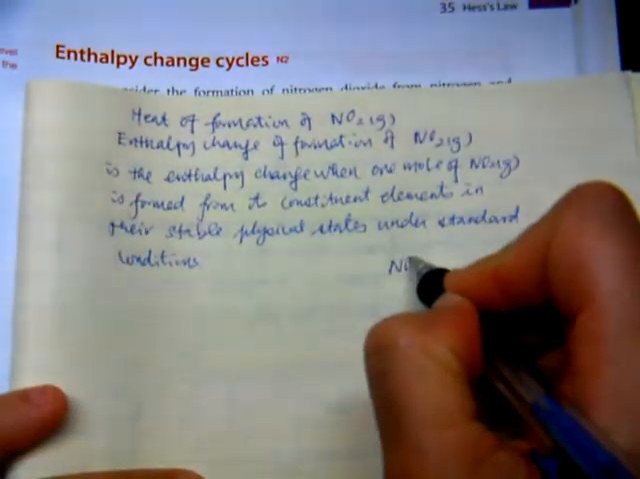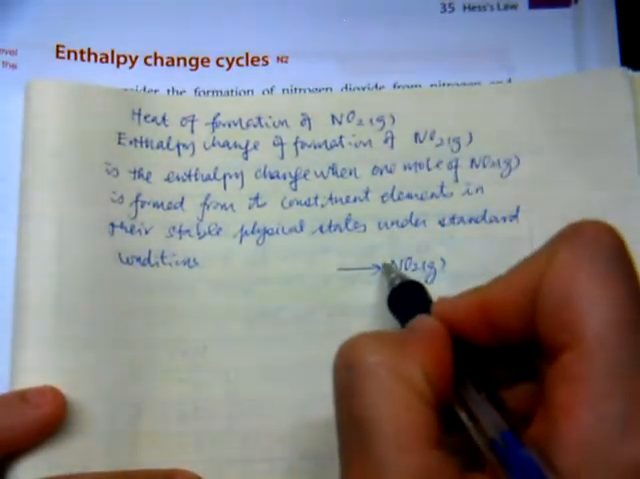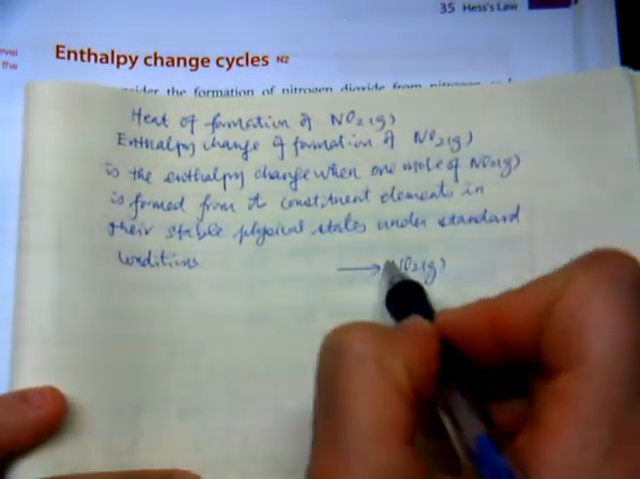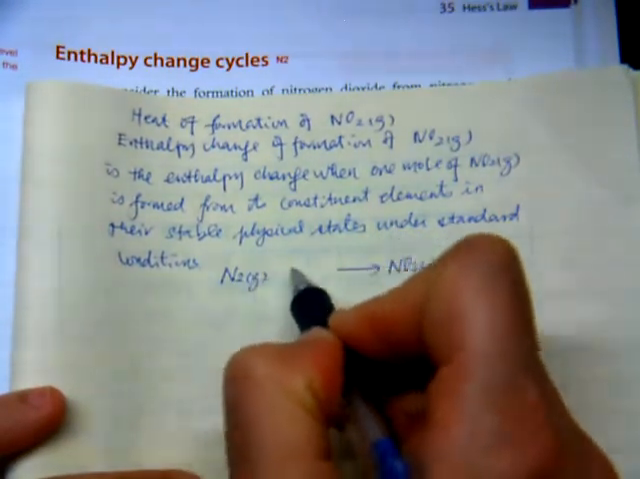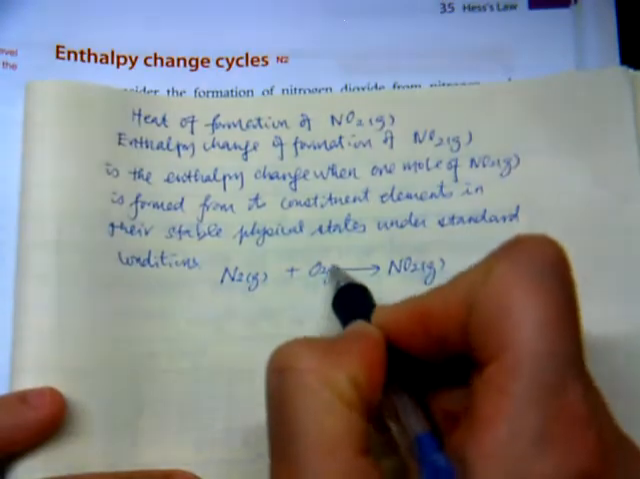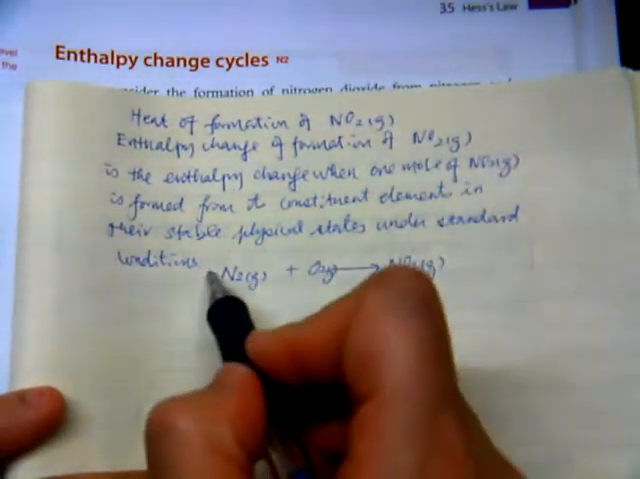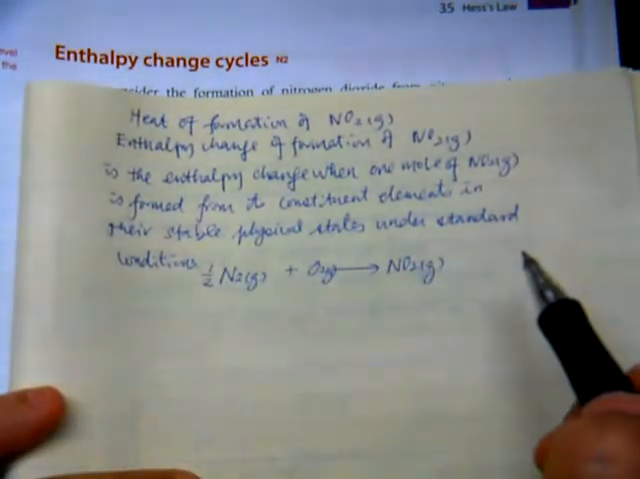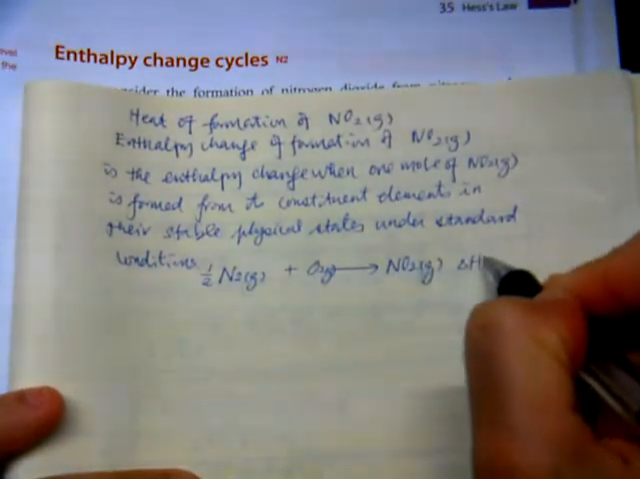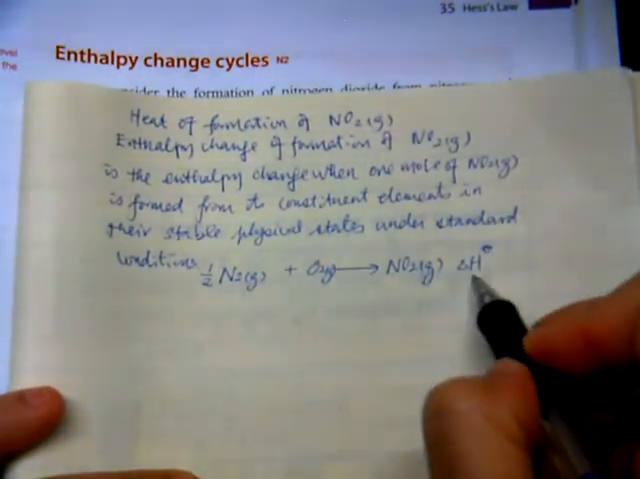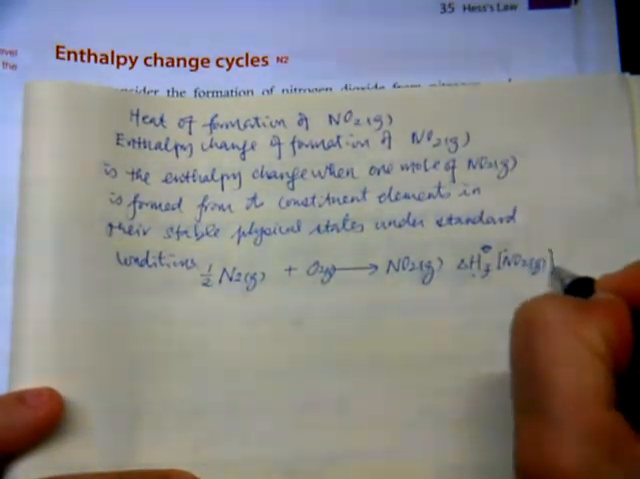Formation means NO2 is the product from its elements. Remember, keep this coefficient 1 according to the definition. Its elements are nitrogen and oxygen. Now balance the equation. Bear in mind the 1, so you need to write down half N2, and then 1 O2. This is the standard enthalpy change of formation of NO2.